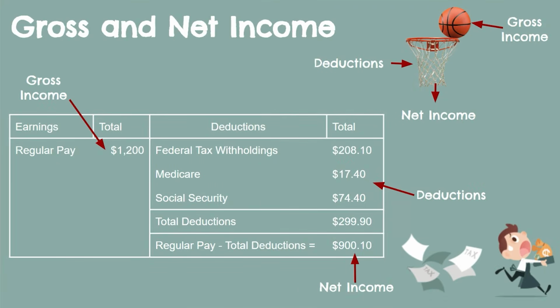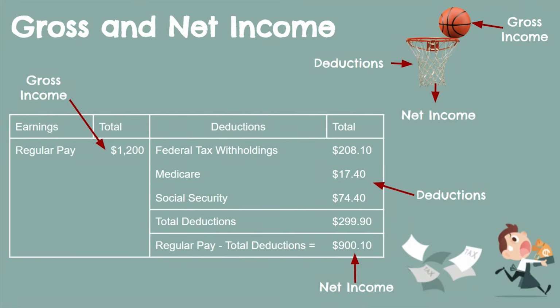What would this look like as a paycheck? Let's say Sam works at the store, and he made a paycheck of $1,200. The gross income, the basketball, represents the $1,200 that he was supposed to make. But then you have your deductions. They take out your federal tax withholdings of $208.10. Medicare gets $17.40, so you're paying health insurance for somebody. Social Security is $74.40, so you're helping those who are disabled or elderly. Your total deductions end up being $299.